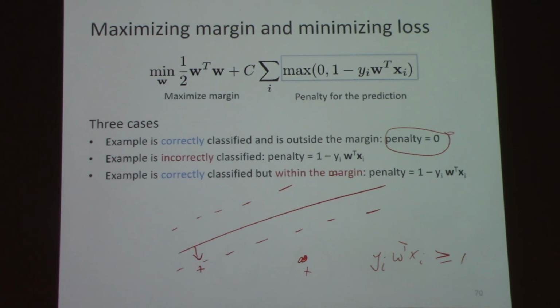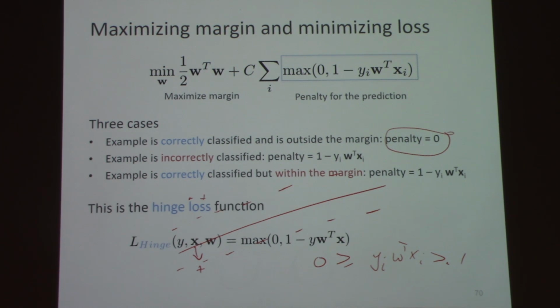The second option is the example is correctly classified, and the score is between 0 and 1. The example is correctly classified, but it's inside the margin. So what's the penalty? The penalty is the difference from one. How much has it violated the margin? And ideally, we want to find weight vectors that minimize that. The third case is a mistake. The mistake is when the example is here and it's labeled plus.